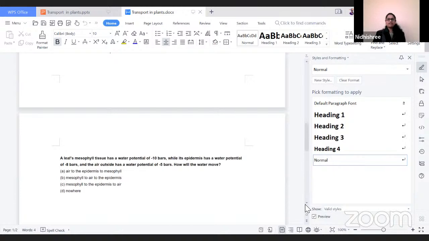Kumar, option A, Dhamini, option A, Samar, option B. So the right and quick answer is given by Kumar, that is air to epidermis, epidermis to mesophyll is the right answer. Okay, so this is about the 5-star questions of transport in plants. Okay, fine.